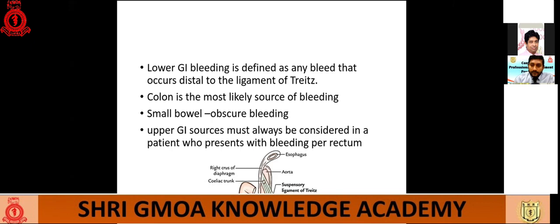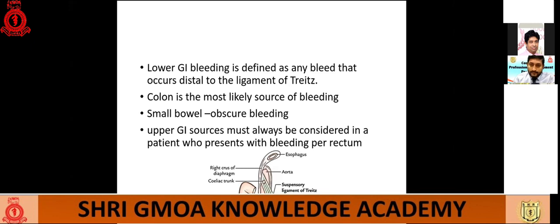So how do we define lower GI bleeding? Anatomically, the fourth part of the duodenum attaches to the upper jejunum at the ligament of Treitz. Any bleeding that occurs beyond the ligament of Treitz is called lower GI bleeding. This includes small bowel bleeding, colonic bleeding, as well as rectal bleeding. The peculiar thing about small bowel bleeding is that it's obscure and difficult to localize.